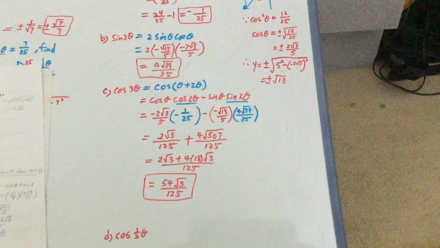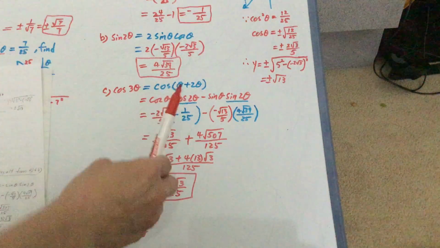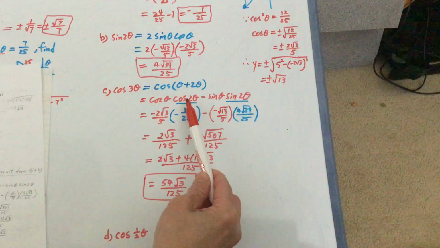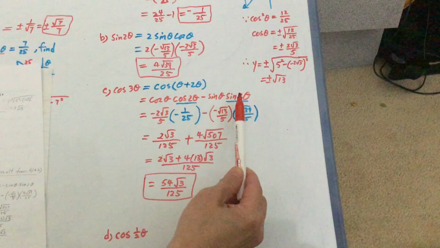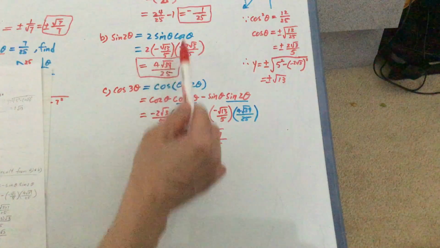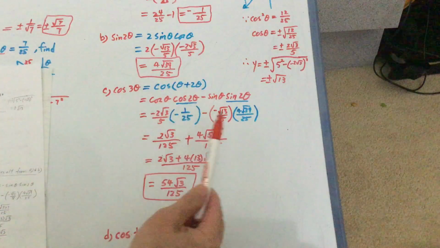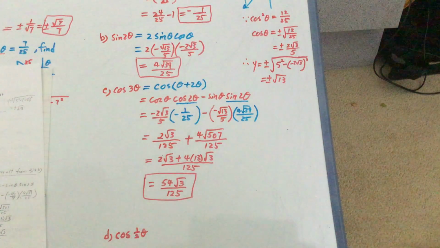Okay, so do not try to plug in the formulas there for double angles for cosine or double angles for sine, because you already have the values for each of those from part A and part B.